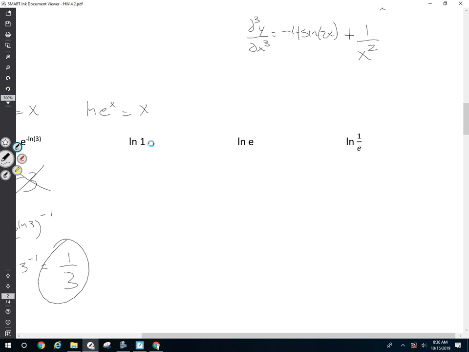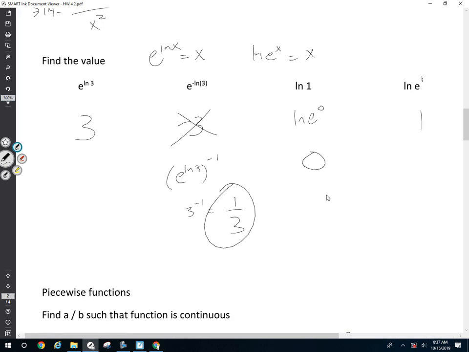The next one I'll skip, I'll come back to it. The log of e is just 1. This is e to the first, so this is just 1. Whereas 1 over e can be written as e to the negative first, which is negative 1. What about the log of 1? It can be written as log of e to the 0. That's just 0. We need to be able to understand all of these values and get them.